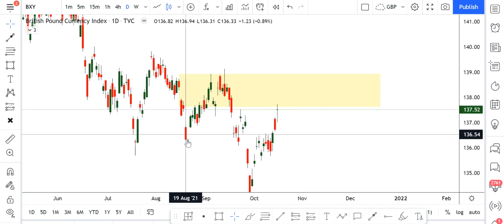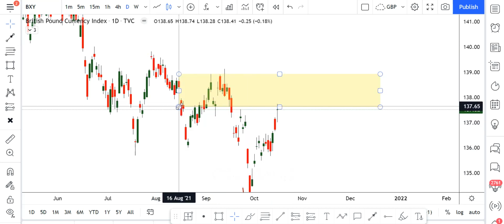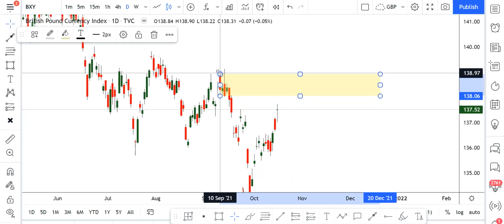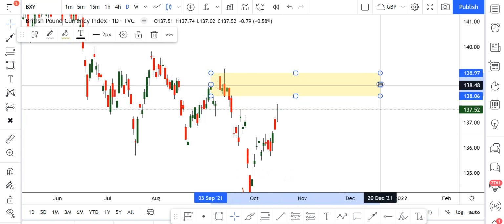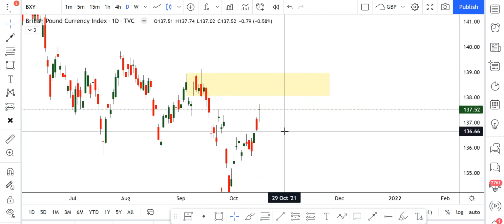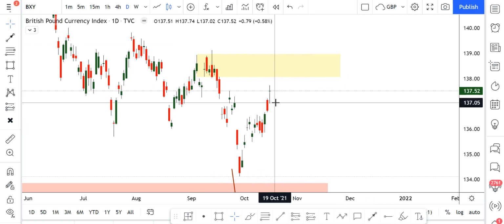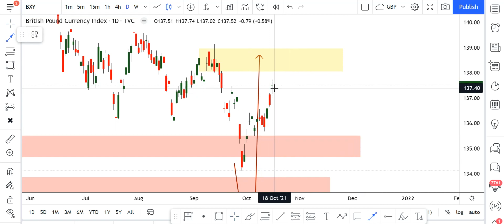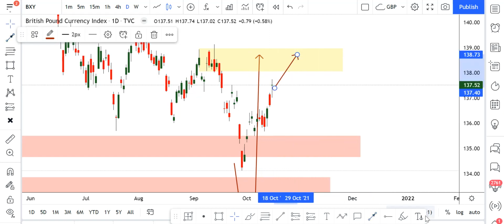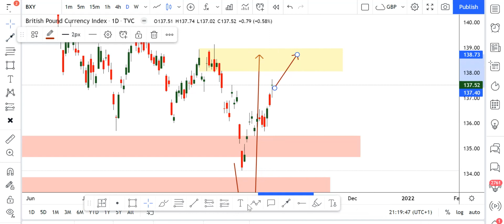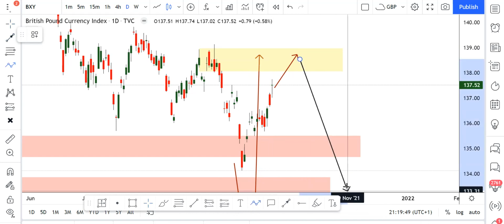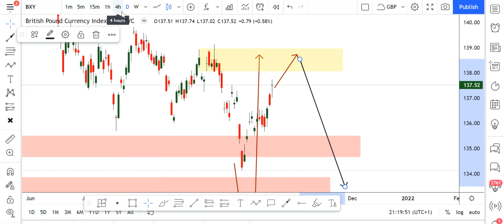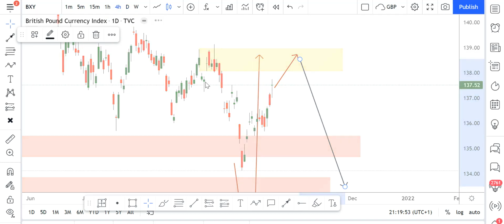Now, we can see that we continue to press downwards. So we expect that price should come to this supply zone, hopefully something like this, before we see a move to the downside. Then we can expect a move to the downside. But let's see what the 4-hour is saying so far.